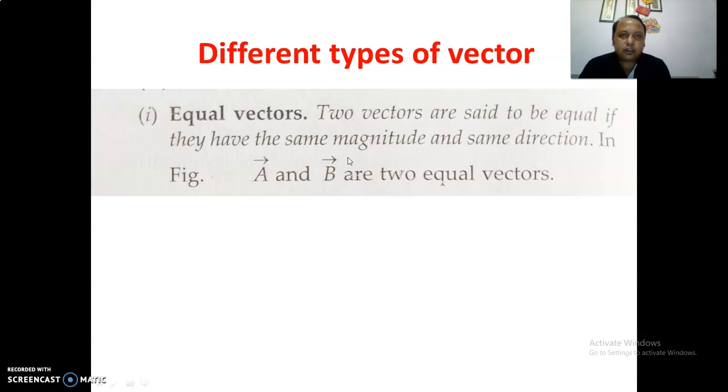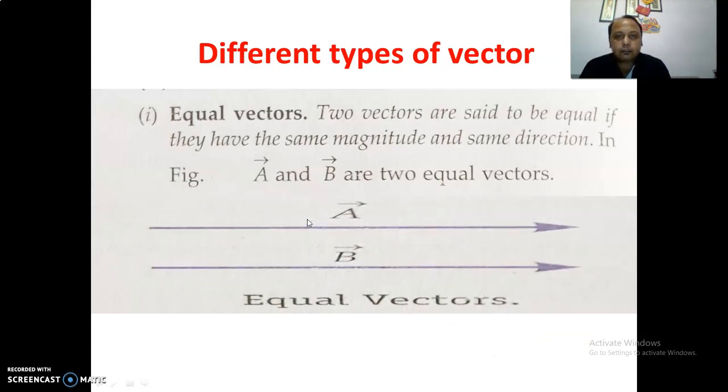We all know the vectors are represented by an arrow. The length represents the magnitude and the direction is given by the arrowhead. So two vectors are said to be equal if their length is same, that is they have same magnitude, and if they are in the same direction. So always remember that when we say equal vectors, both the things should be equal. That is, the magnitude should be equal, the direction should also be equal.